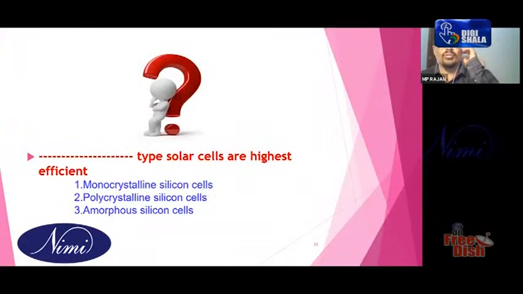Okay, so what are the types of solar cell? Which is the most efficient solar cell? Either mono, poly, or amorphous. You can type which silicon cell is the most efficient. Okay. Mono. Okay. Very good.